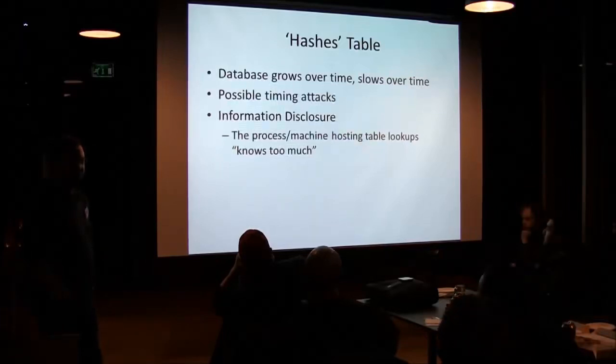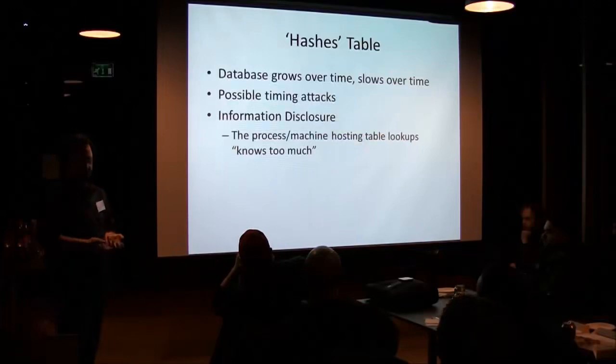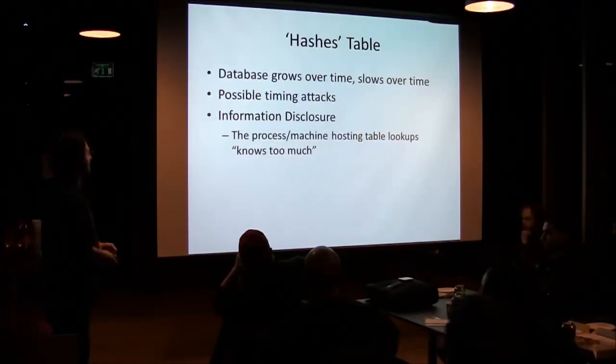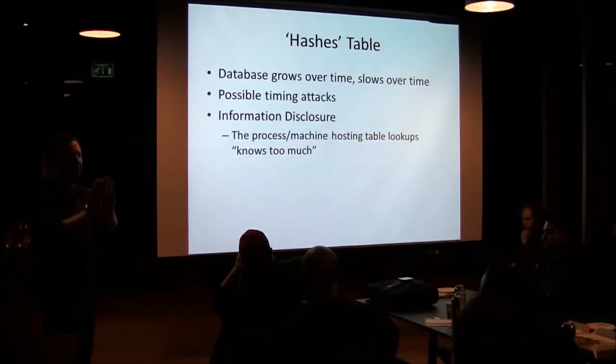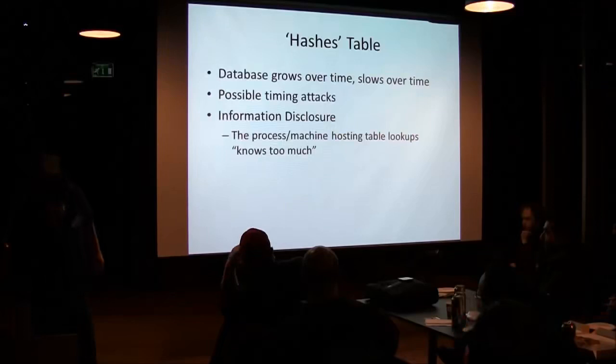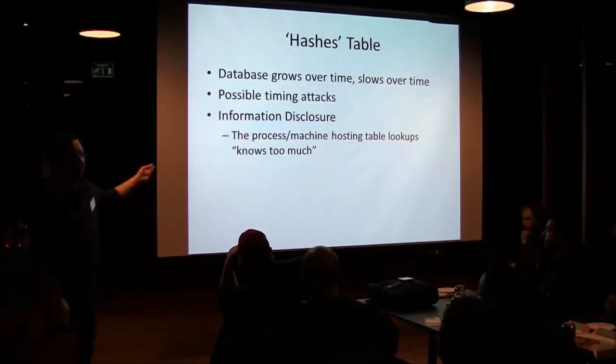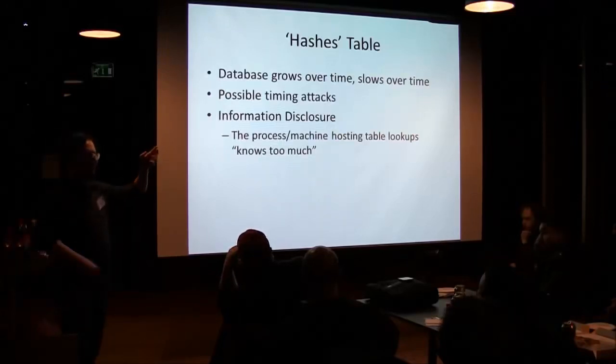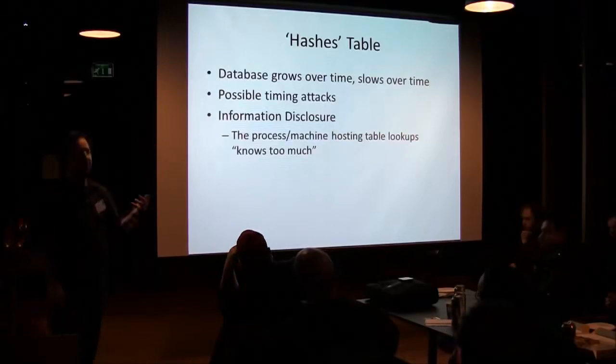There's possibly timing attacks if you're looking for a row in the table that exists versus a row in the table that doesn't exist. There's also this sort of information disclosure thing. We really want this hashes table to have no valid info in it, so that if it were to get stolen, you lose nothing. But the machine sort of knows too much, because if you give it a hash and it tries to look it up and it's there, it knows, oh, that was a valid hash.